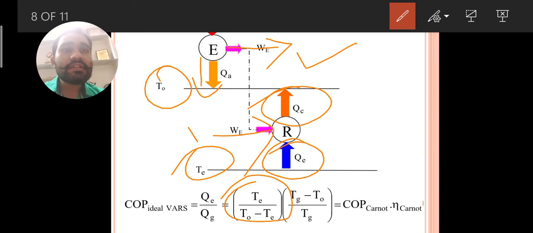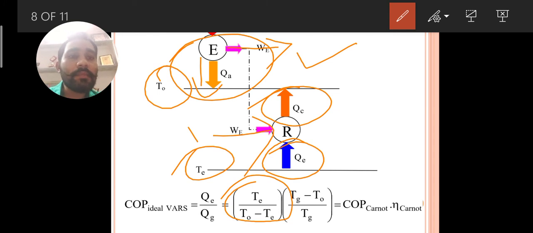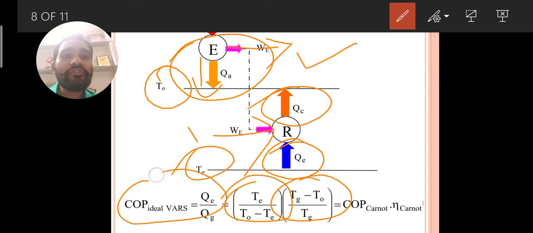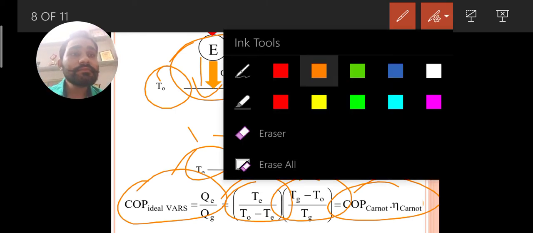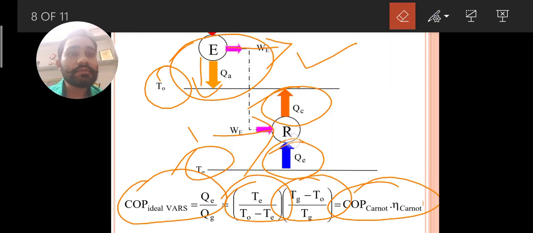Now if we write the efficiency of this engine, the above engine, it will be Tg minus T naught divided by Tg. So the COP of ideal VARS will be the product of a refrigerator and an engine working on Carnot cycle. Now let us move forward.